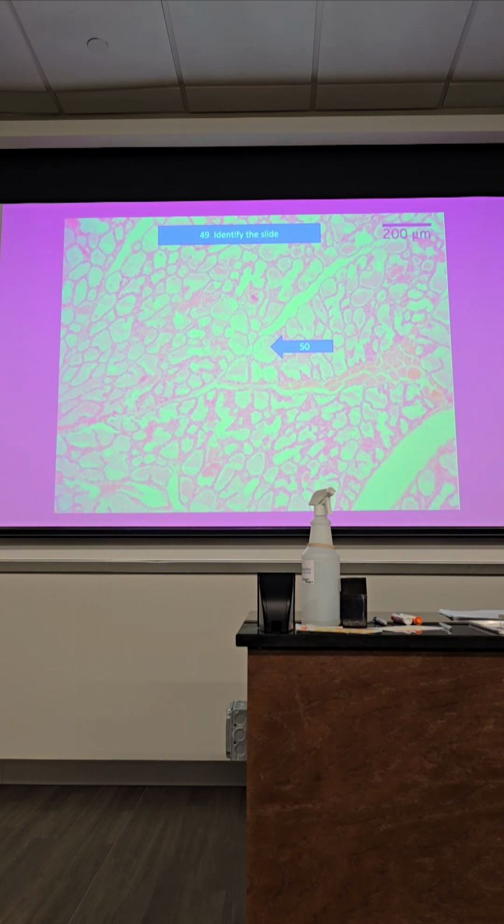Identify the slide. Is that the name of it? Mammary gland, okay, mammary gland. And what are these little things here? These are secretory alveoli, okay? And this right here is the duct. Lactiferous duct, okay, lactiferous duct.